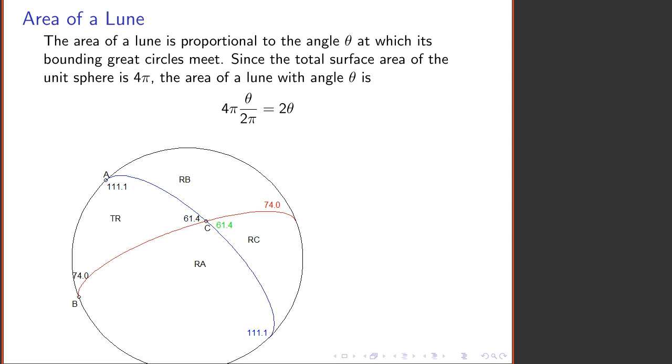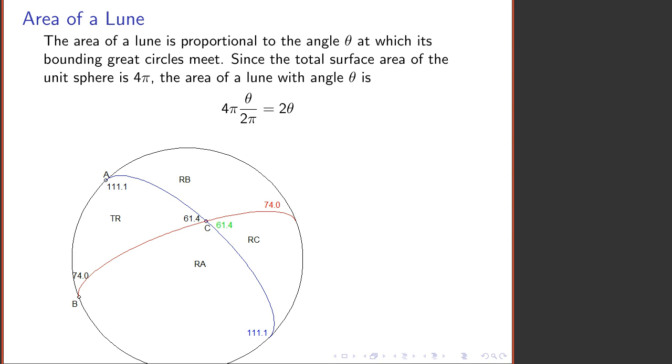It's 4 pi. 4 pi what? Well, the usual term is steradians, which is used in place of square radians. And therefore, I can say the total area is 4 pi. A loon with opening angle theta occupies a fraction of that area, which is the ratio of theta to 2 pi, and therefore the area of a loon with angle theta is numerically equal to twice the angle theta.